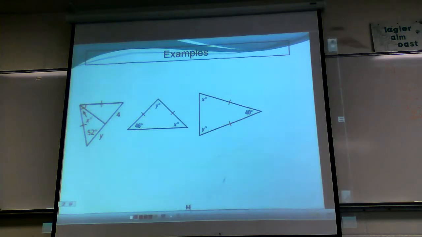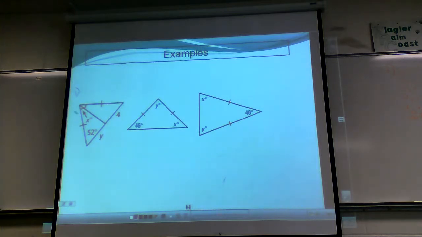Okay, now the key to doing these is to identify which kind of triangle you're dealing with. Like, is there an isosceles triangle there? Is there an equilateral one? That kind of thing. Because those are the properties that go with them. If you can identify them, that's good. All right, starting with this one over here.